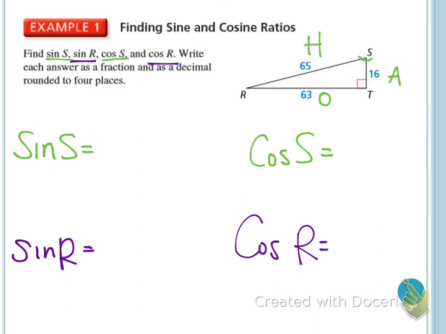So sine, this is what the directions look like on your quiz. Each answer has a fraction and a decimal. Now here we want it to 4 places. I believe on your quiz it's only 3. But nonetheless, we're going to write it as a fraction. We want to make sure we reduce as much as possible. And then we're going to make it a decimal.